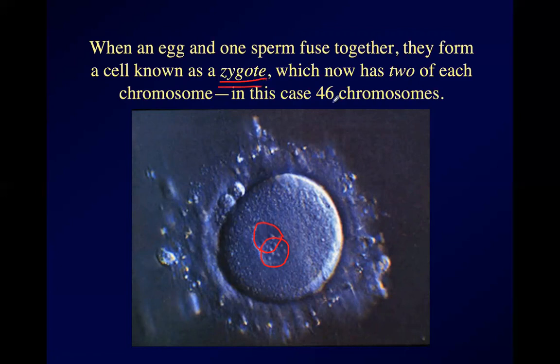And this zygote now has two of each chromosome. This zygote now has 46 chromosomes in 23 pairs. One of each pair came from mom. One of each pair came from dad.